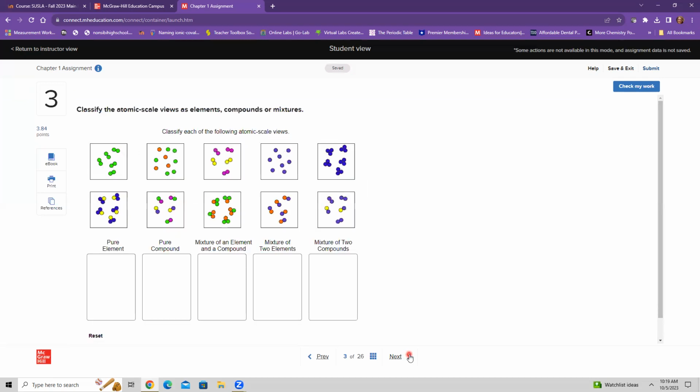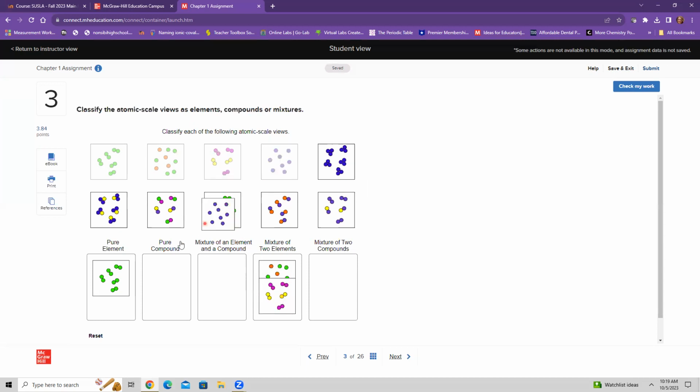All right, here it says elements, compounds, or mixtures. And we did this just recently. So you know that this is a pure element, right? This is a mixture of 2 elements. This is a mixture of 2 elements also. This is a pure element here. Another pure element. Yep, I know you see three, but they're all the same.